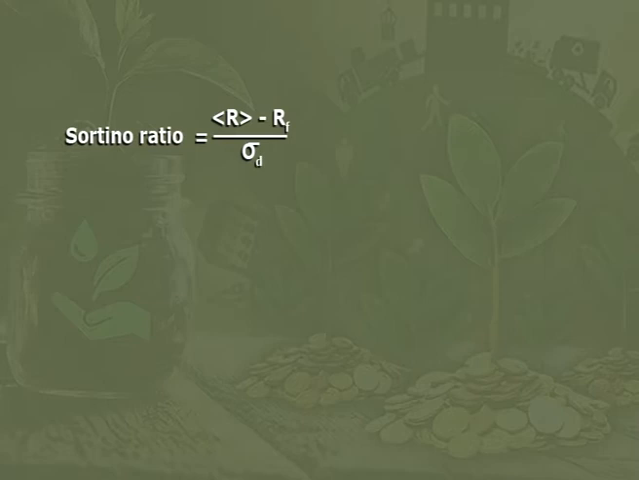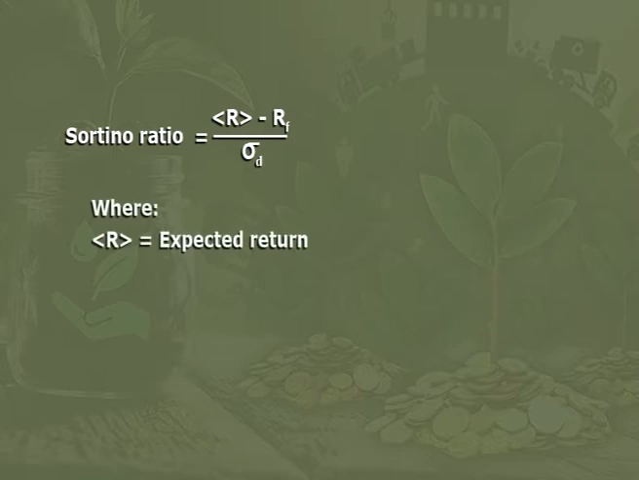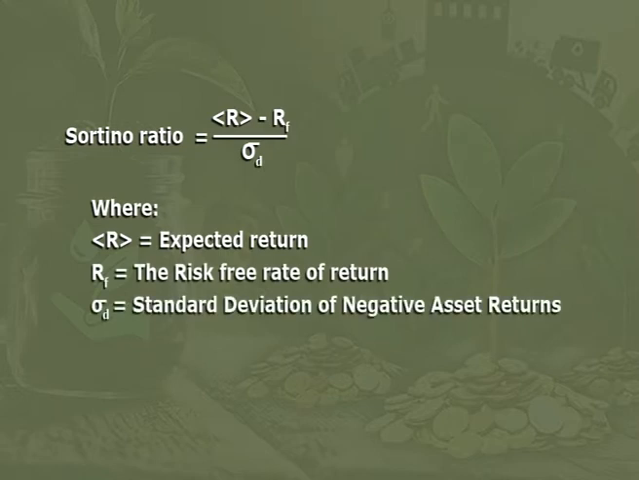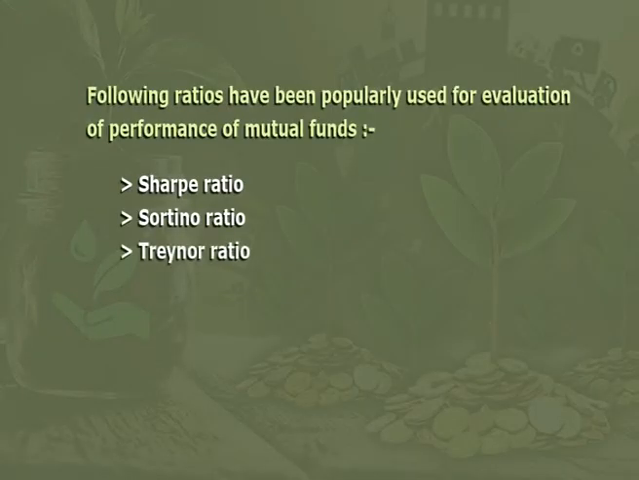Sortino ratio is equal to R minus RF divided by standard deviation D, where R is equal to expected return, RF is risk-free rate of return, and standard deviation D is the standard deviation of negative asset returns. Here R equals the asset's or portfolio's annualized return, RF equals the risk-free rate, and standard deviation D equals the asset's or the portfolio's downside deviation. The third is Treynor ratio.